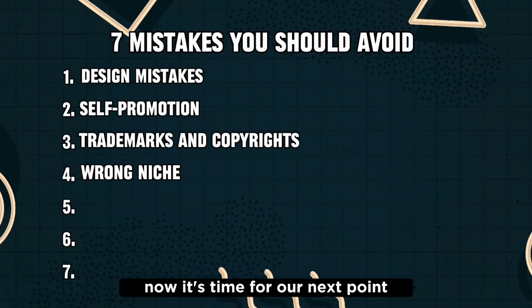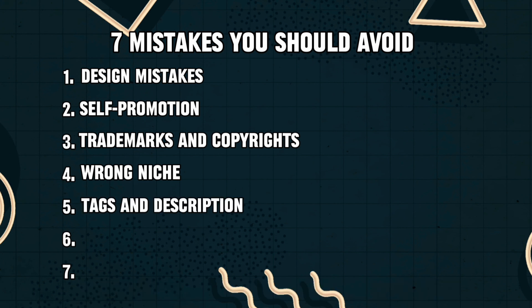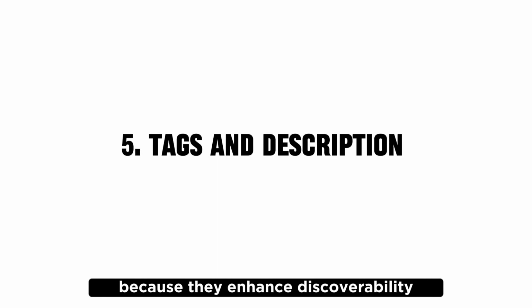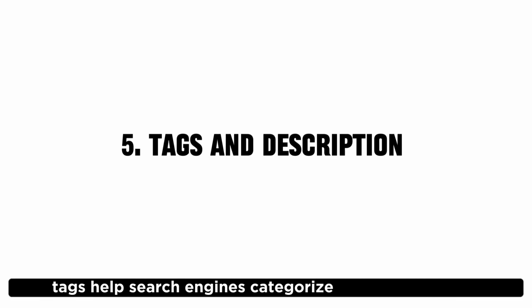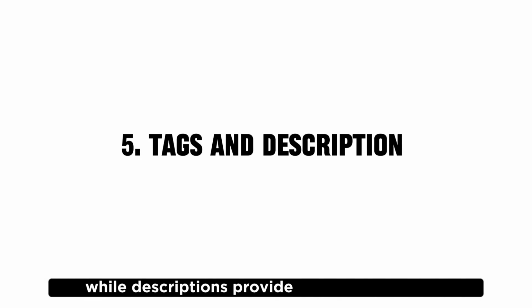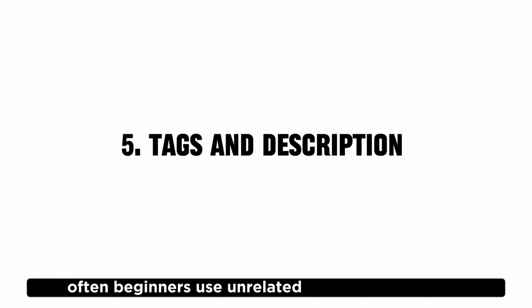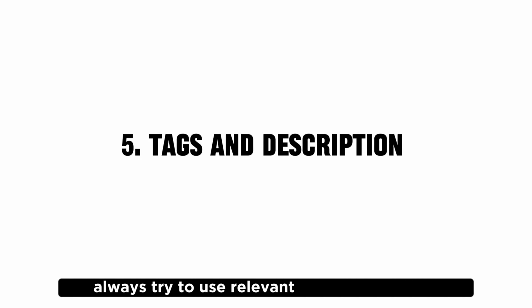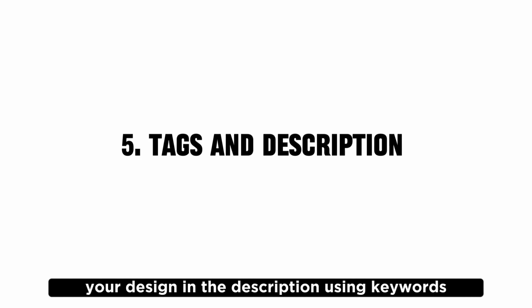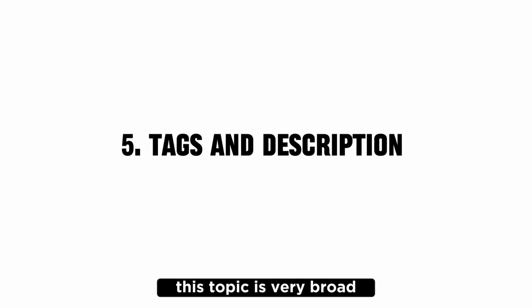Now it's time for our next point, which is going to be tags and description. Let's check common mistakes every seller makes with tags and description. Tags and descriptions are crucial for online content because they enhance discoverability. Tags help search engines categorize and index content, while descriptions provide a concise summary, attracting users and improving the content's visibility in searches, leading to increased engagement. Often beginners use unrelated tags in their designs, which results in not reaching the targeted audience. Always try to use relevant tags and describe your design in the description using keywords. This topic is very broad, so we will discuss this deeply in some other video as this video has already become very long.